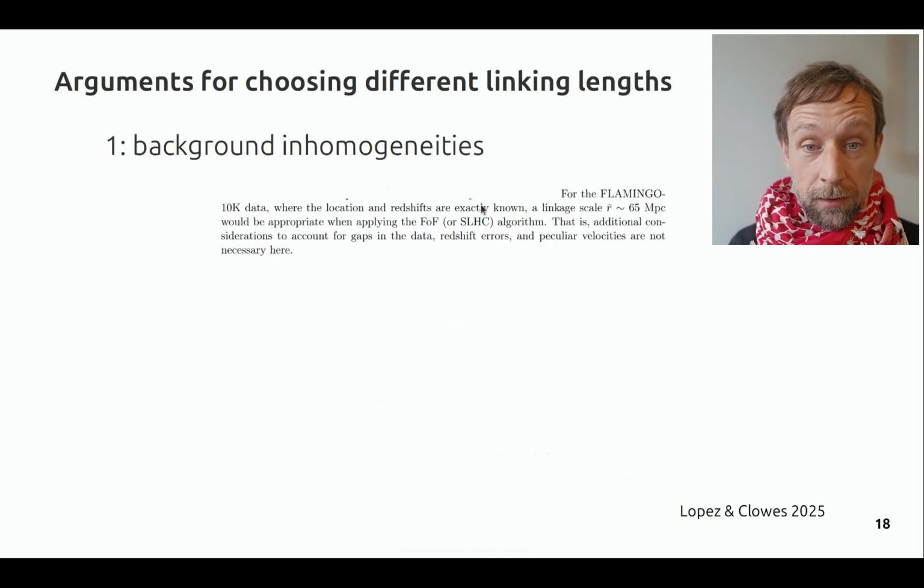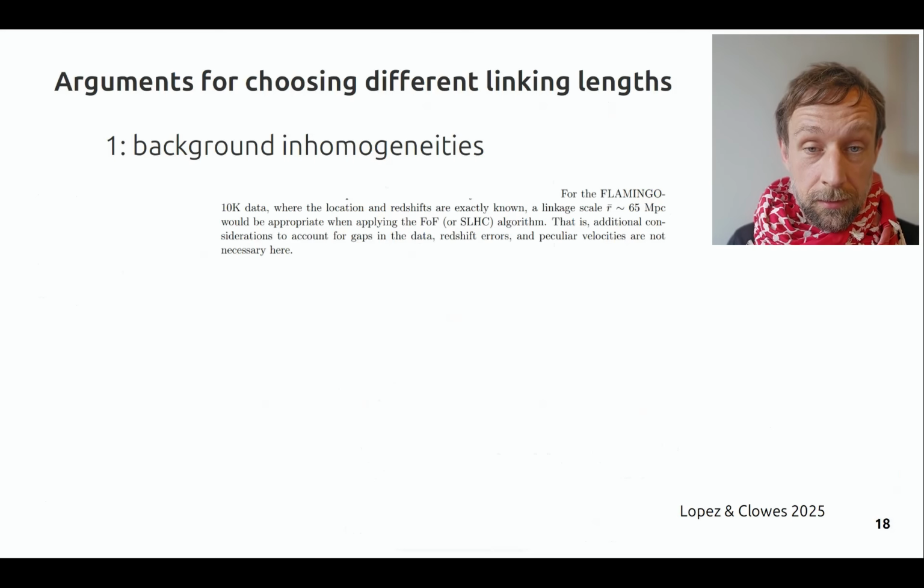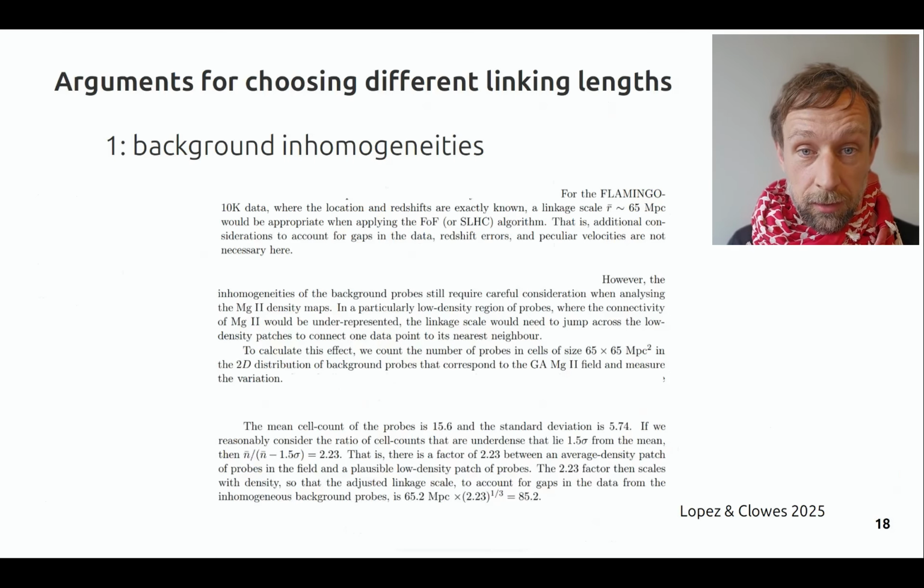Why? Well, they basically claim that we should have used a different linking length. So we used the same linking length that they had used for the observational data, but they say that in the synthetic data we should have used a much smaller linking length because our synthetic data did not include an inhomogeneous background of quasars and also did not include redshift errors. So I won't have time to go through the arguments in detail, but they say that we should start with a linking length of 65 megaparsecs, and then the inhomogeneity of the quasar background would increase this linking length by about 20 megaparsecs.